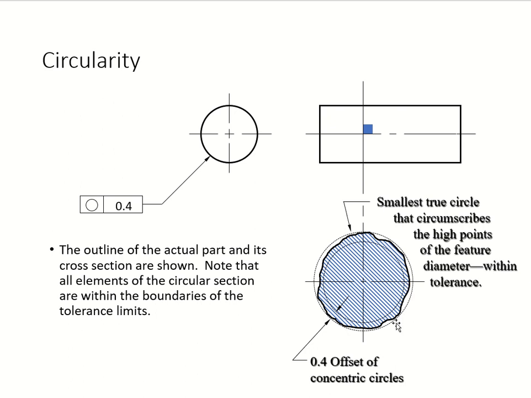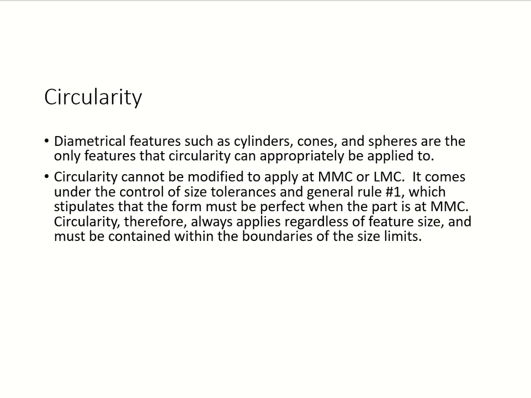So it's about a 0.4 offset of your concentric circles right there to show this 0.4 tolerance zone for you. And you've got to pay attention that it's okay because it's still inside of that tolerance zone, and it covers all of the high points of that feature diameter within the tolerance zone.